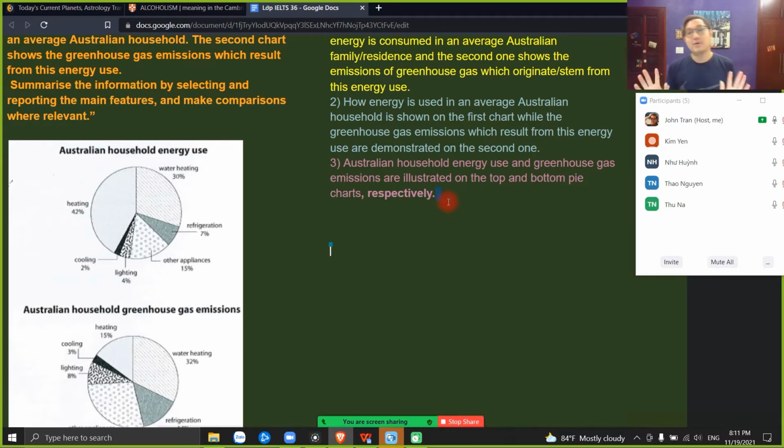You cannot assume that people will understand that they will follow, like, okay, household energy use is the top one and greenhouse gas emission is the bottom one, right? You cannot assume that. That is the reason why you need the word respectively, comma respectively, okay?